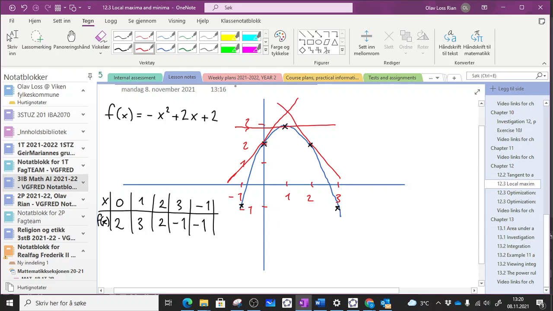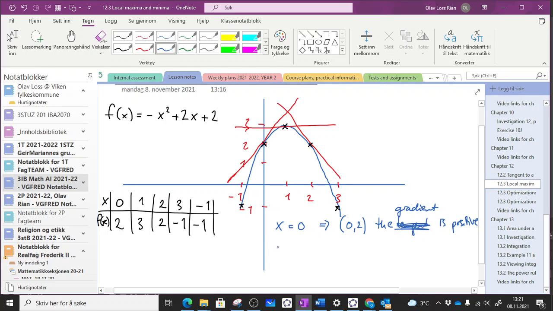So these are the tangents at x equals 0. So that's this one here. The point where the tangent touches the curve has the coordinates 0 and 2. And we notice that the gradient is positive. The gradient is positive.